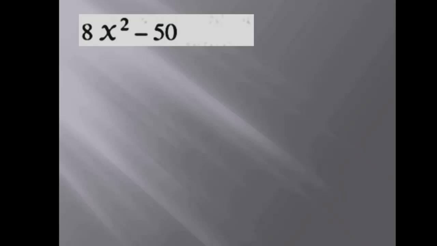Another example, 8x power 2 minus 50. This expression is formed from two terms, 8x power 2 and 50. But the first term and second term are not perfect squares. 8 is not a perfect square and 50 is not a perfect square. But in this expression, we must first take the HCF, highest common factor. The highest common factor between 8 and 50 is 2.